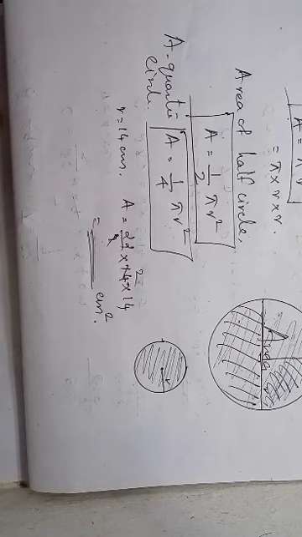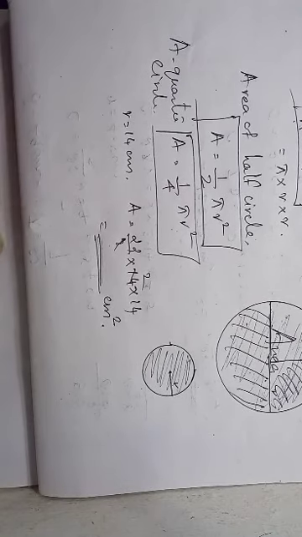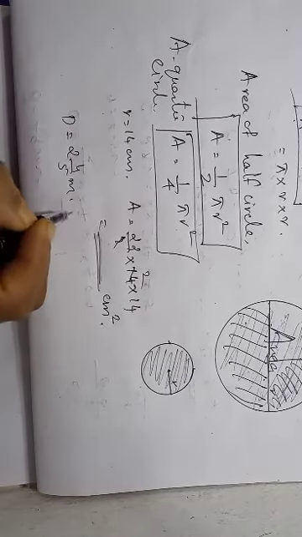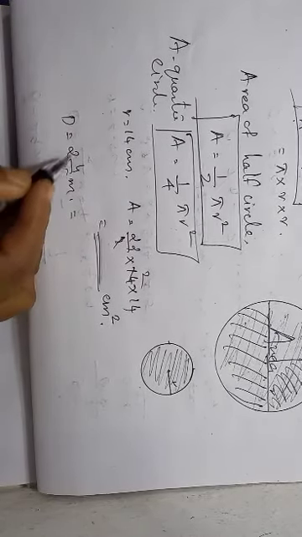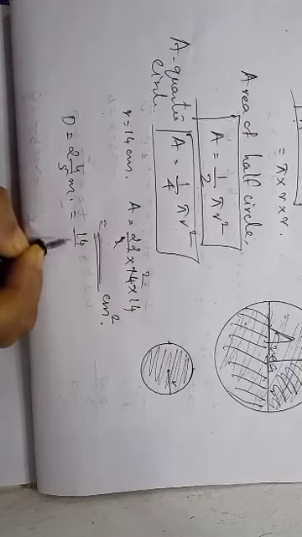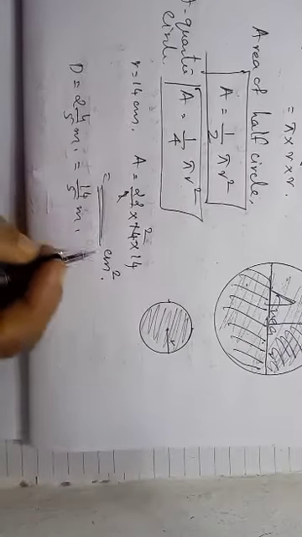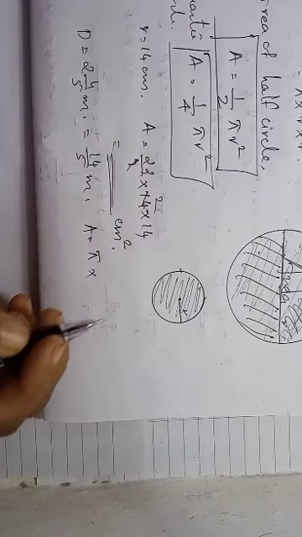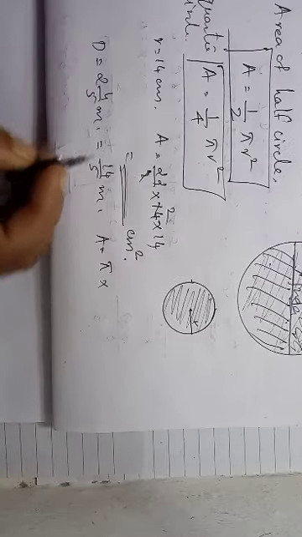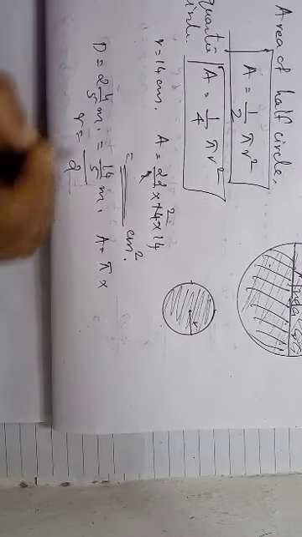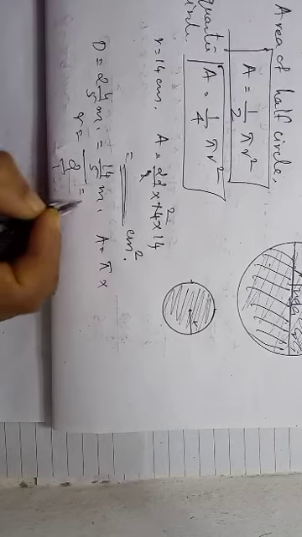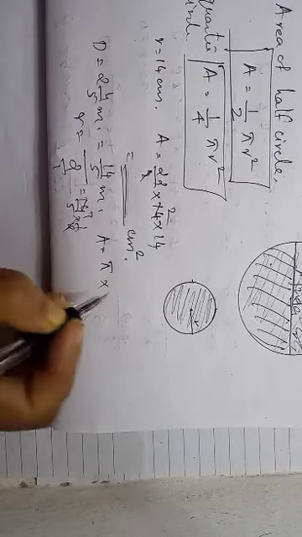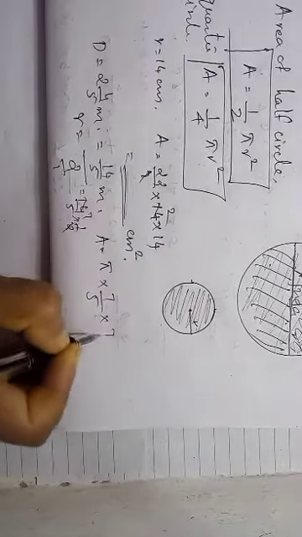Then if diameter is given, say diameter 2 4/5 meter. It is a mixed number. First convert it to improper. 2 fives are 10, plus 4, 14/5 meter. Area is equal to pi r square. Here the diameter is given, so divide it by 2 to get the radius. 14/5 into 1/2 is 7/5. So 7/5 into 7/5.